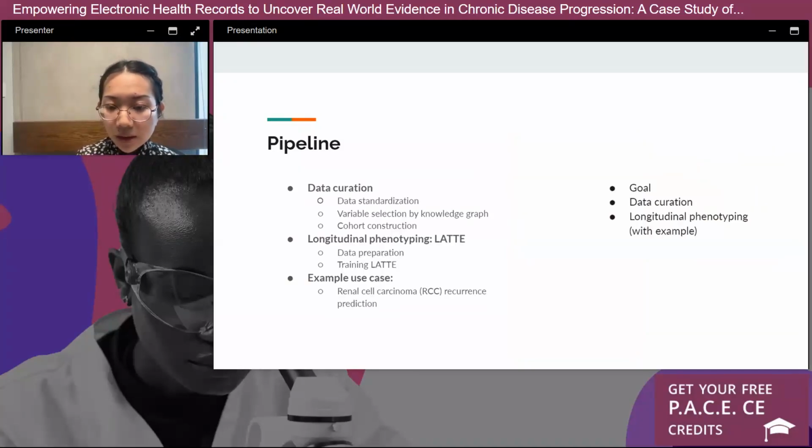Right, so our pipeline includes two major parts. One is how you do data curation, and one is we try to introduce you to a longitudinal phenotyping algorithm called LATTE, and then we'll further illustrate using a case study of renal cell carcinoma recurrence prediction.